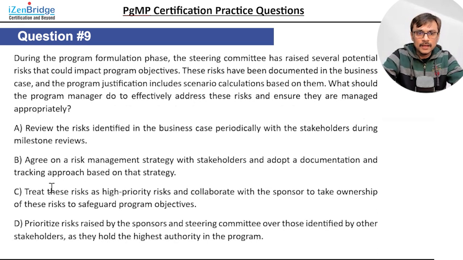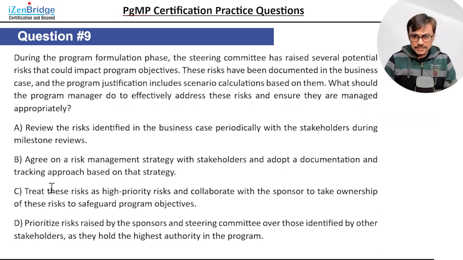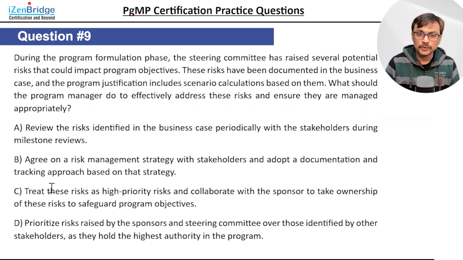Question number 9. During the program formulation phase, the steering committee has raised several potential risks that could impact program objectives. These risks have been documented in the business case, and the program justification includes scenario calculations based on them. What should the program manager do to effectively address these risks and ensure they are managed appropriately? So you have risks which were there even in the business case stage, and they were evaluated. Now, how do you take care of them during the program?